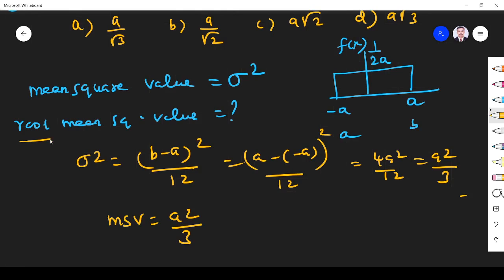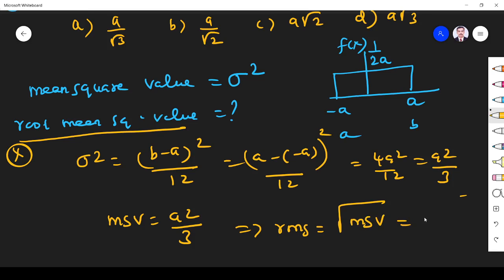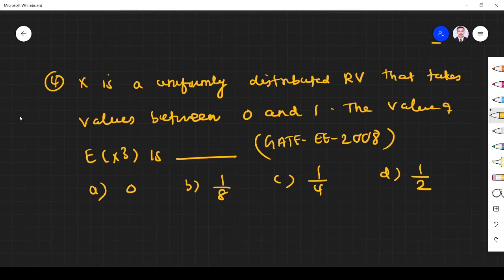What they ask is the root of the mean square value. Simple. This implies RMS is equal to the root of mean square value, that is equal to a by root 3. So option A is the correct answer. That is the logic, right? Simple problem. Next one.